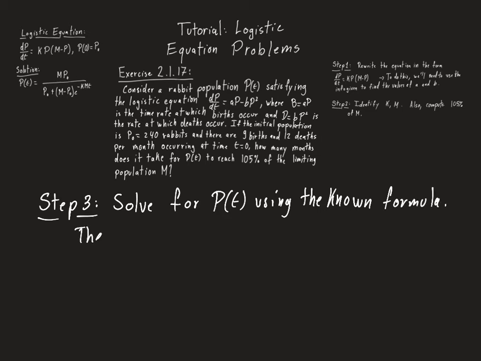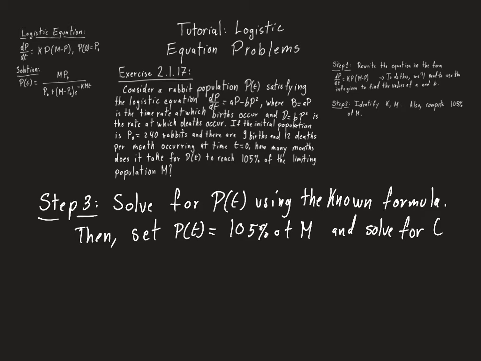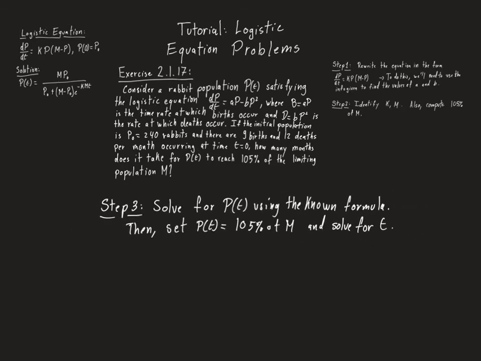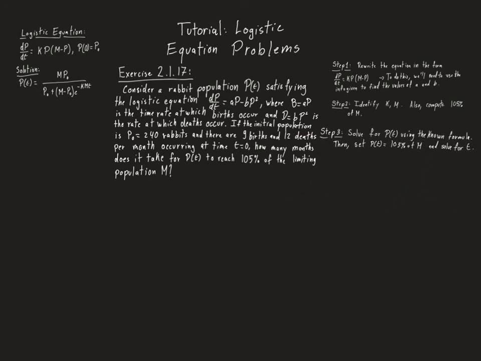And then set p of t equal to 105% of m, and solve for t. All right, that's all that's going to be required for a problem such as this one. Just follow these 3 steps. Hopefully it seems at least somewhat sensible what the plan of attack is here.